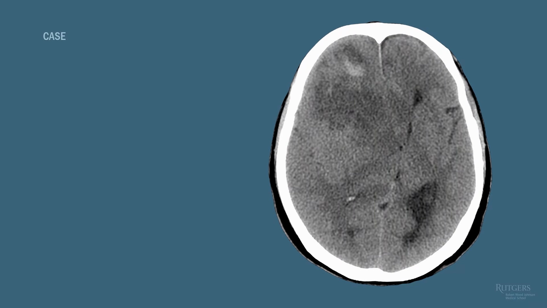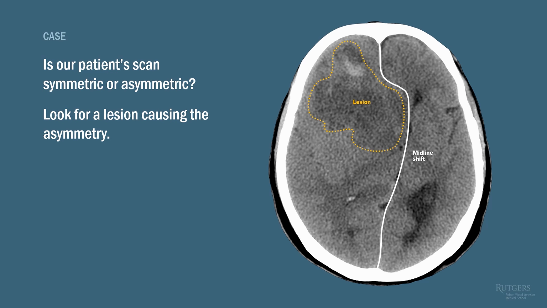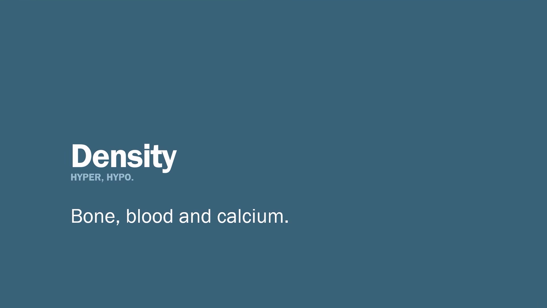Let's return to our case once again. Is our patient's scan symmetric or asymmetric? Asymmetric. Now look for a lesion causing the asymmetry. And here it is. Now that you have an understanding of the basic approach to the head CT, it's time to talk about density.